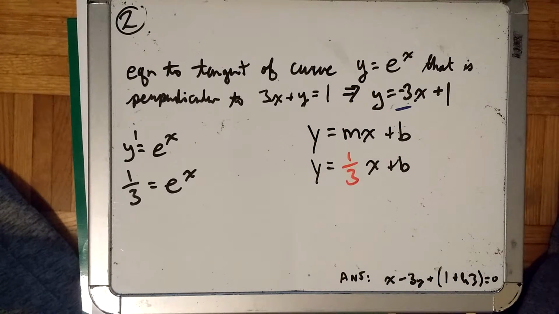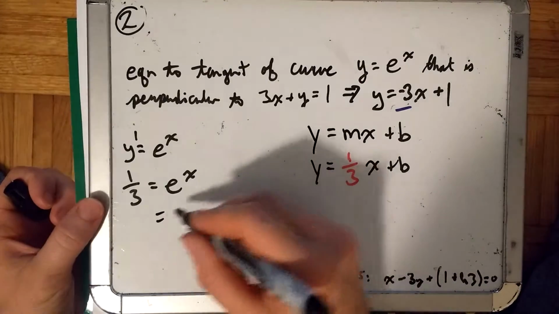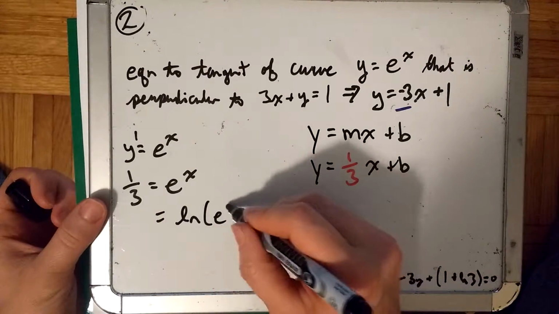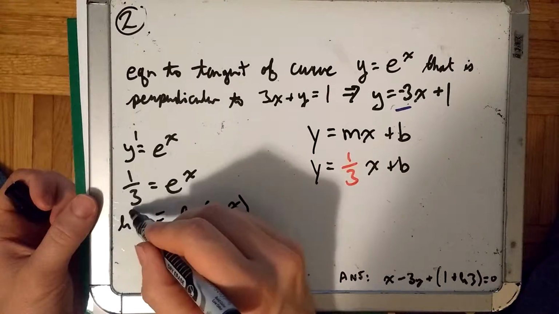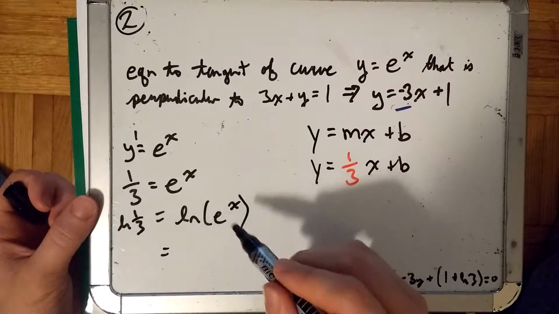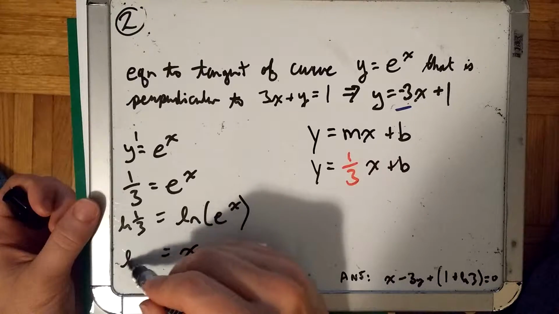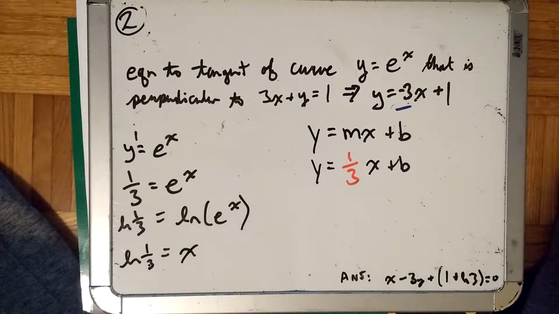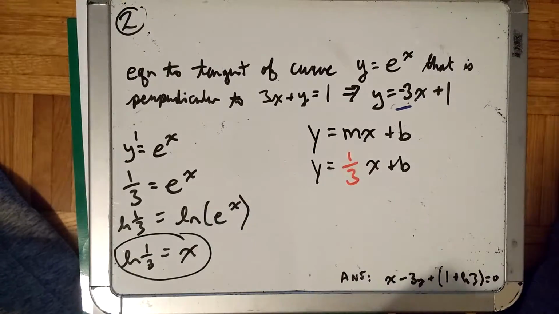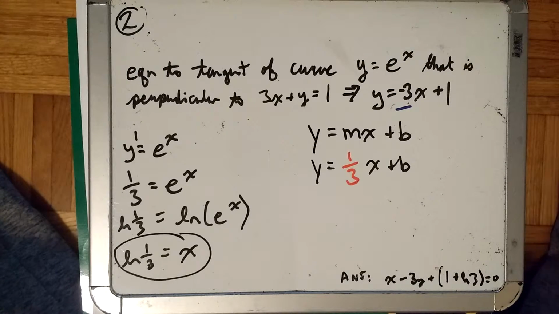So how about we isolate for x? I'm going to use this rule. Okay, and take the ln of both sides. Okay, and this will cancel out, right? Ln and e will cancel out, so I get x is equal to ln 1/3. Nice. Okay, so I can now plug that in for x. Okay, so I will go ahead and do that.